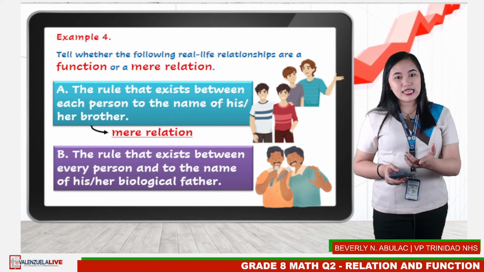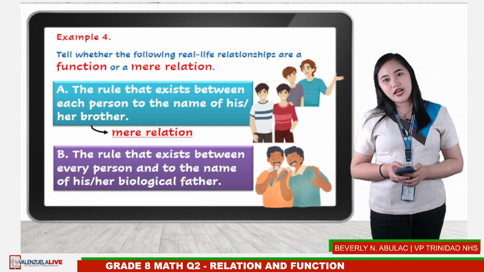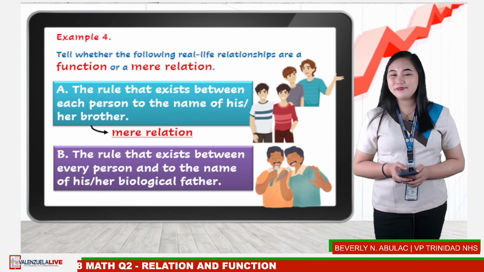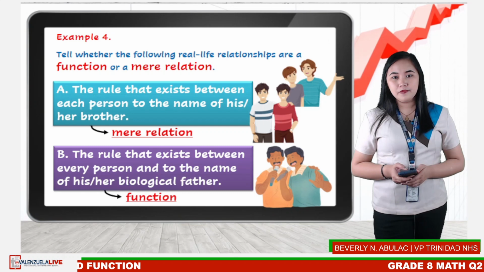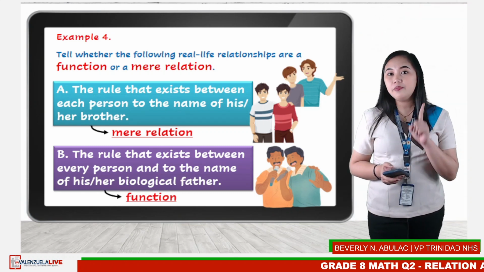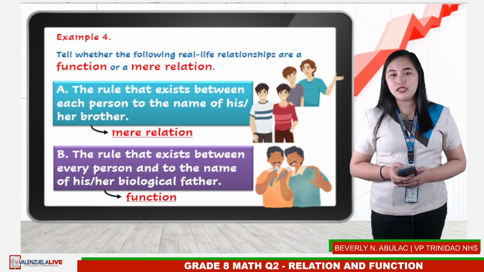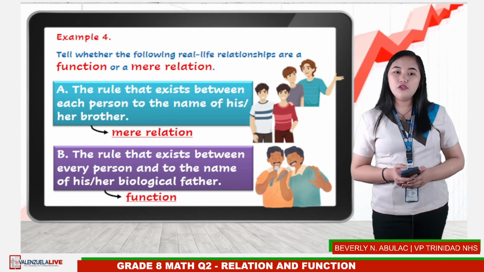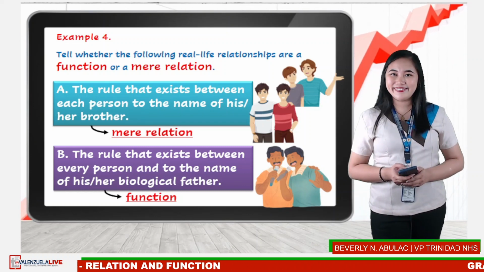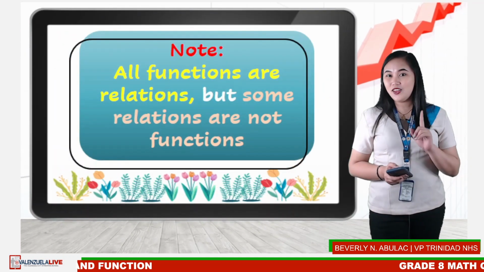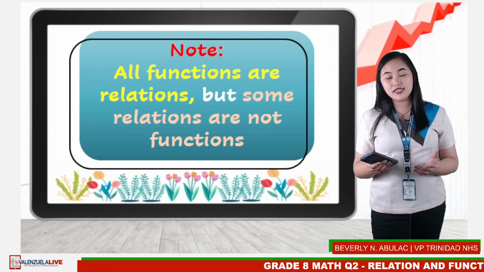Next, the rule that exists between every person and to the name of his or her biological father. That's correct. It is a function. Every person has only one biological father. Therefore, the rule that every person relates to the name of his or her biological father is a one-to-one relation. Therefore, it is a function. Take note, all functions are relations, but some relations are not functions.